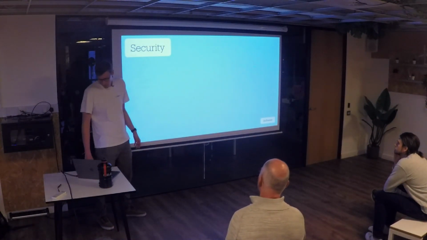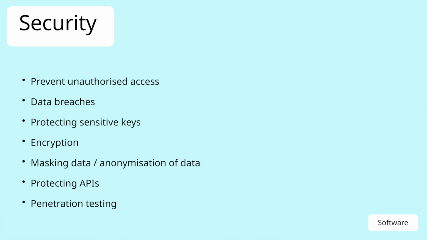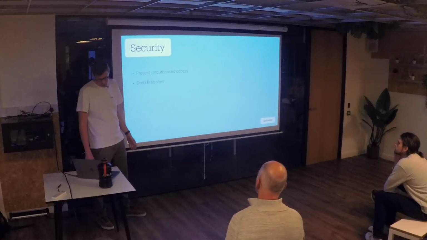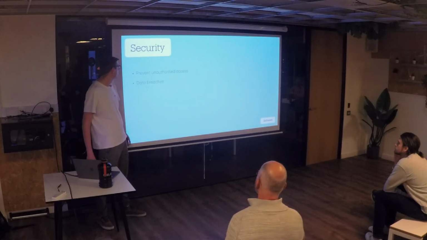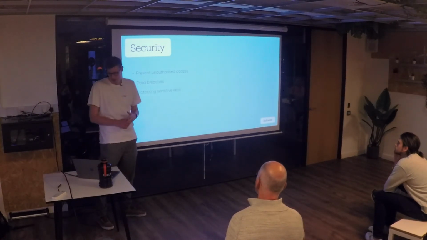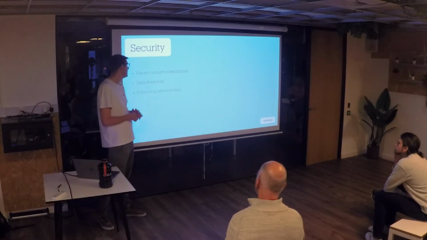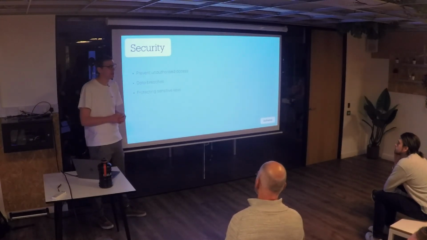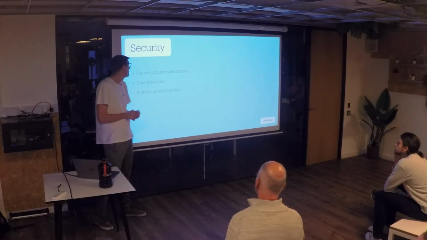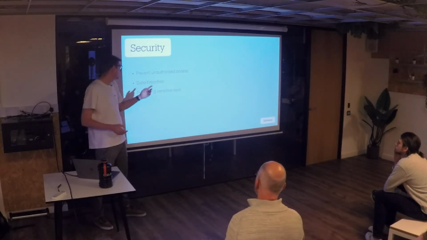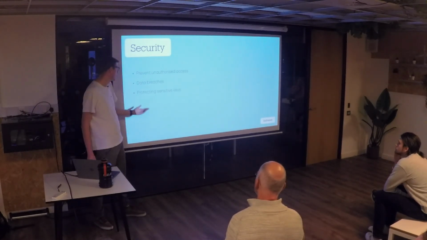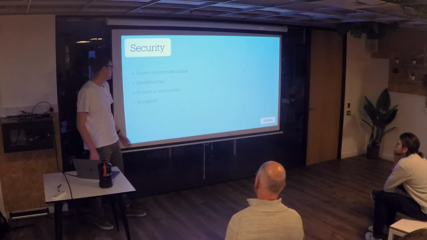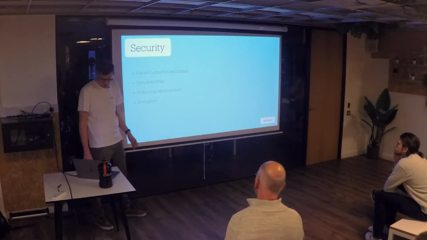Security is another big one. There's not too many points on this one, but preventing unauthorized user access is a massive thing when you've got software systems. Data breaches are really scary. So make sure that's covered, and you might want to do encryption, especially if you've got tenants. You might even need incident response plans in place when you're dealing with that sort of data. Protect sensitive keys, and make sure those could be encrypted. Make sure they're not just in code or in Git unless they're encrypted in some form.